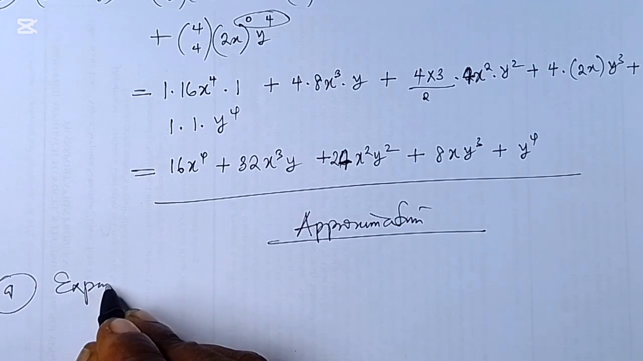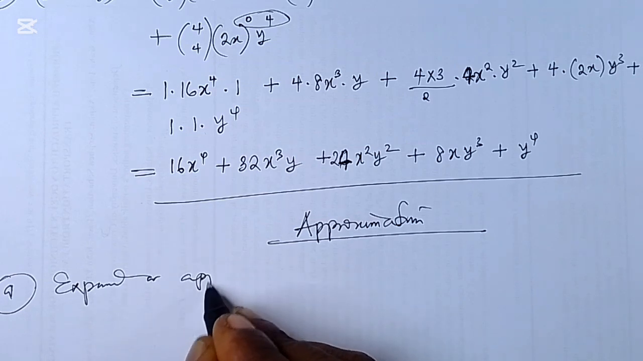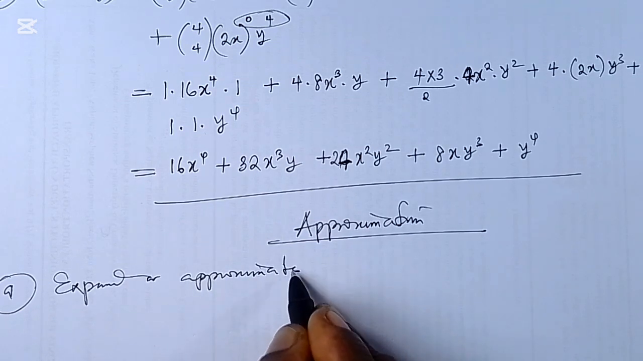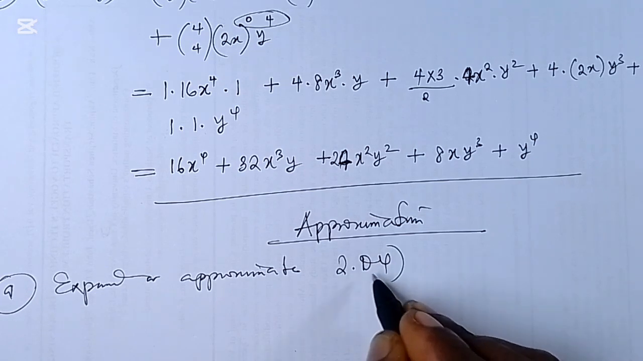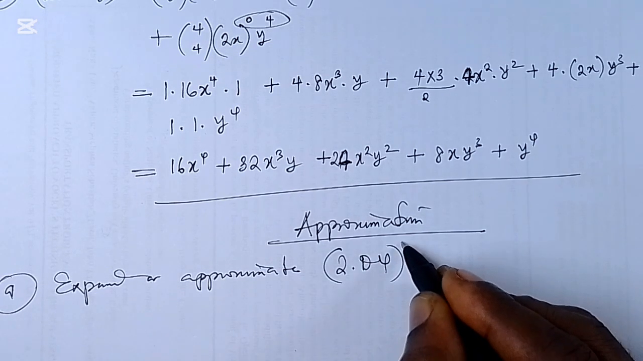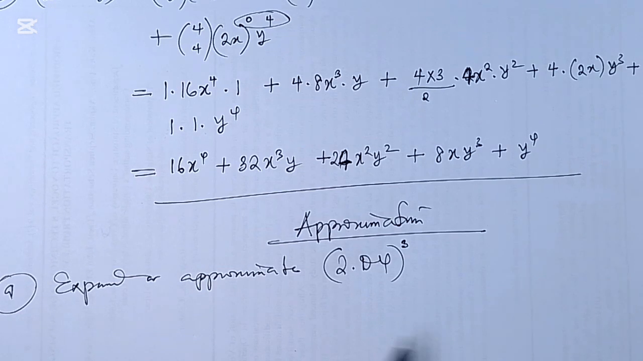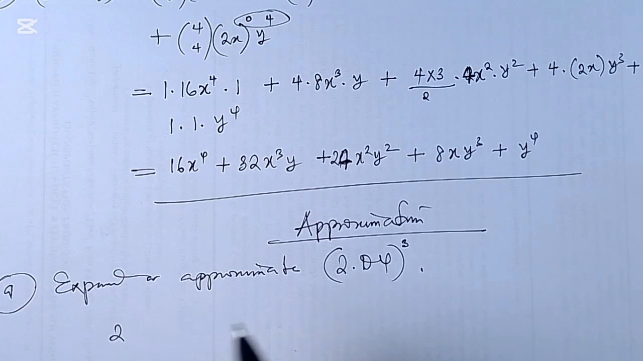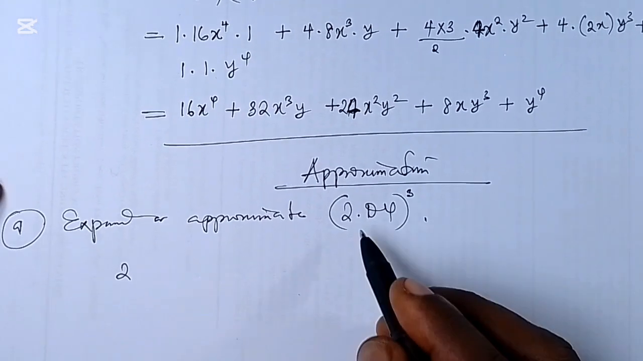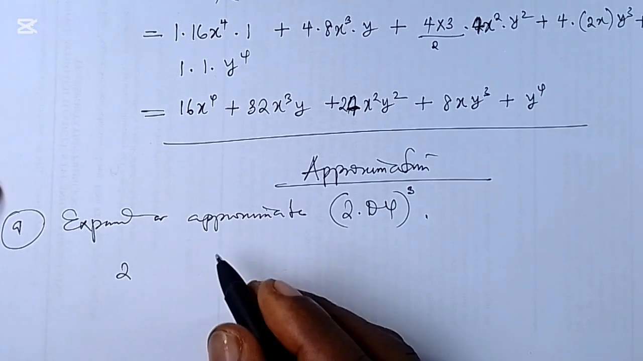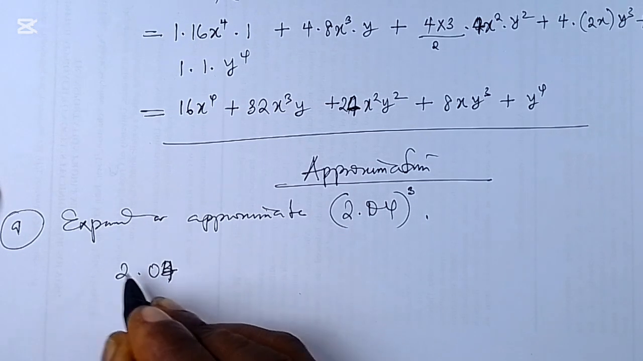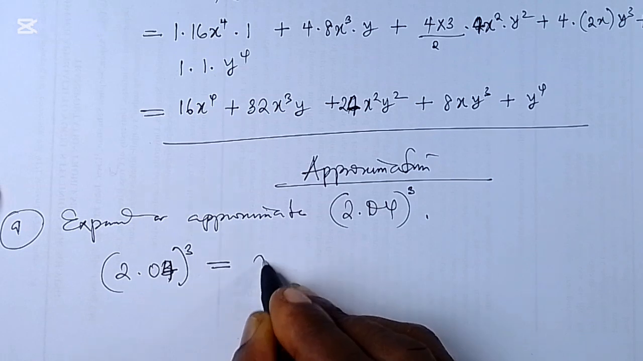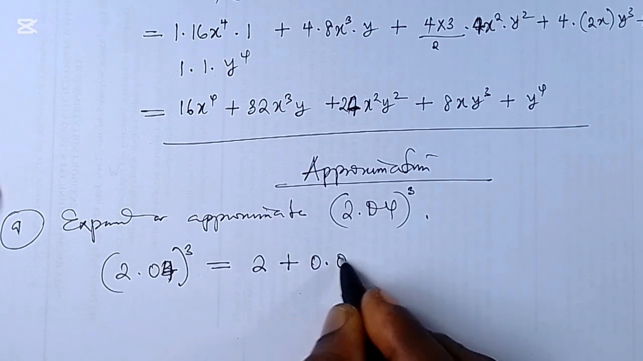Expand or approximate 2.04 raised to the power of, let's say, 3. So this can be a problem solved using binomial expansion. If you are to solve this kind of problem, 2.04 raised to the power of 3 using binomial expansion, all you have to do is to write the problem out. 2.04 raised to the power of 3 will be equal to 2 plus 0.04.